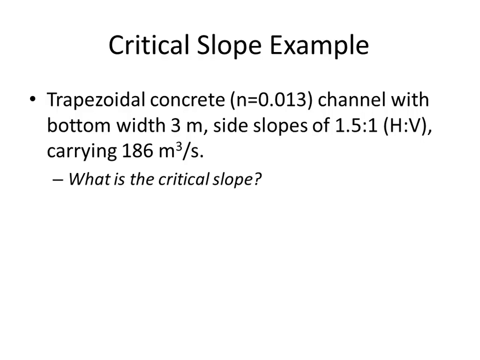And that's what we're going to put in here into Manning's equation. 2.119 meters to the 2/3 power, all of that squared. And so the slope that gives us critical conditions is 0.0015, that means that the critical slope is 0.15%. So that's how steep the slope would have to be in order to cause critical conditions through that trapezoidal channel at a flow rate of 186 cubic meters per second.